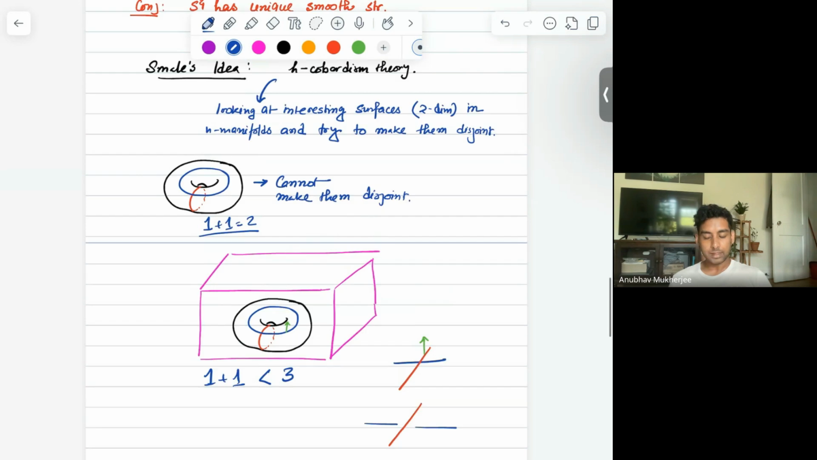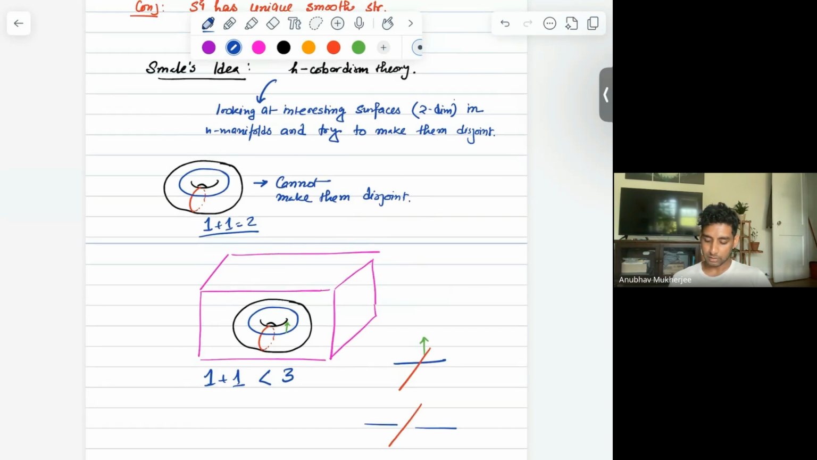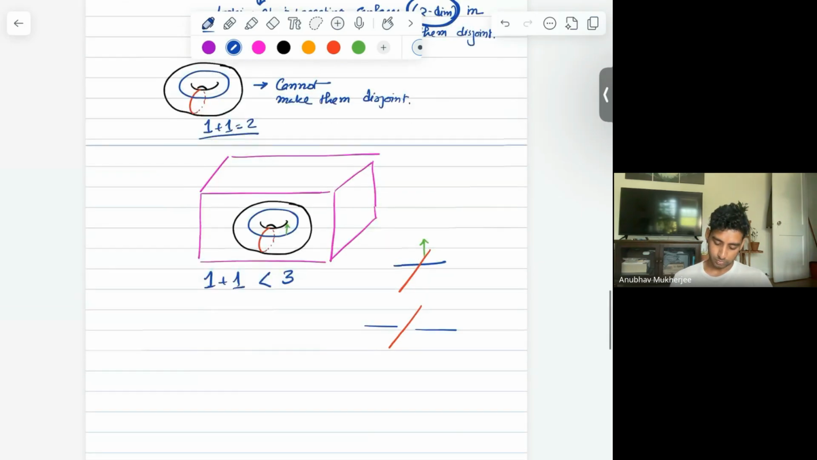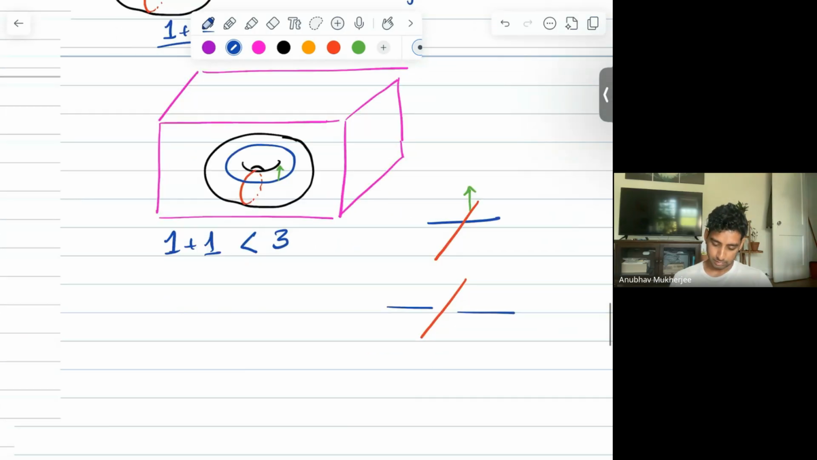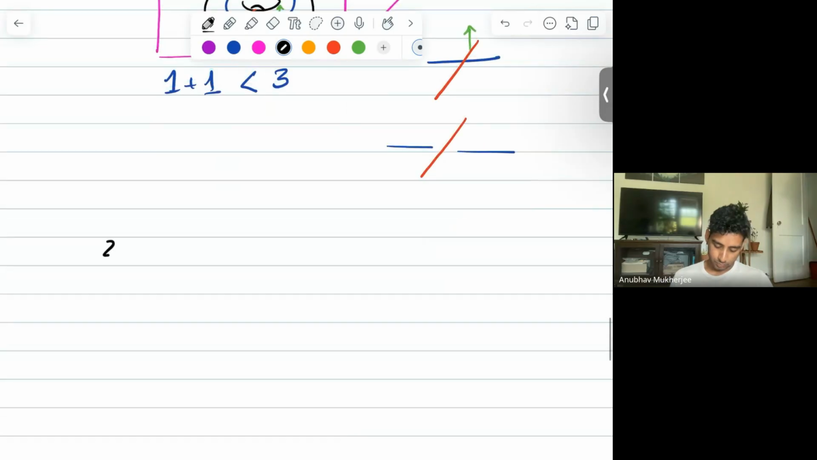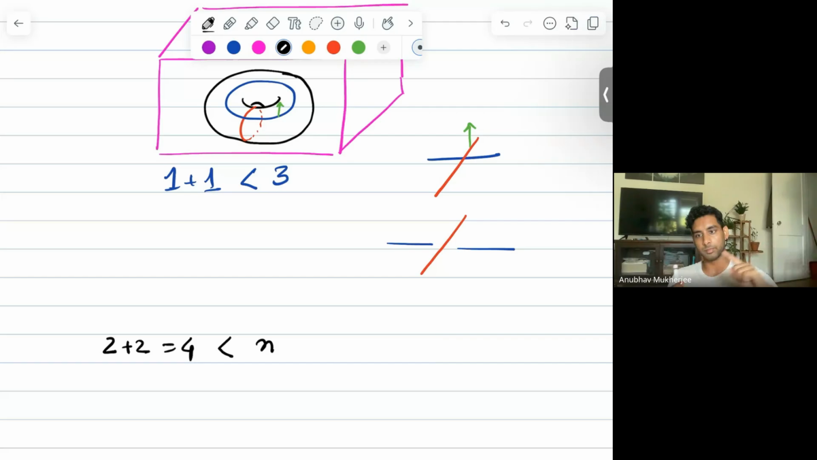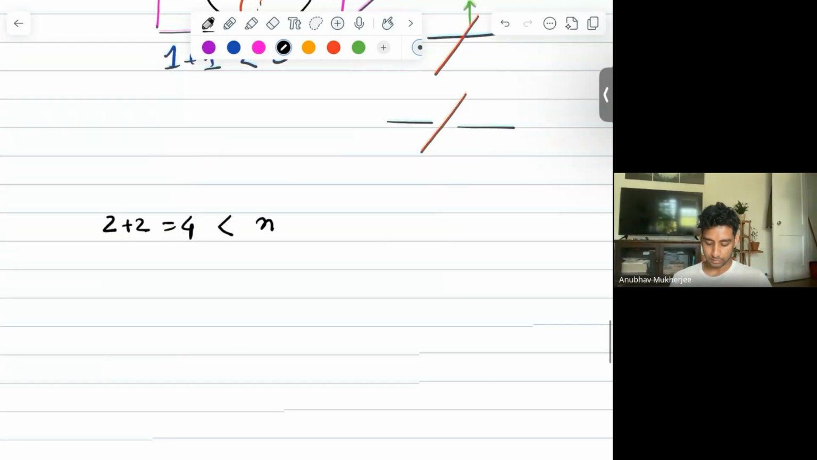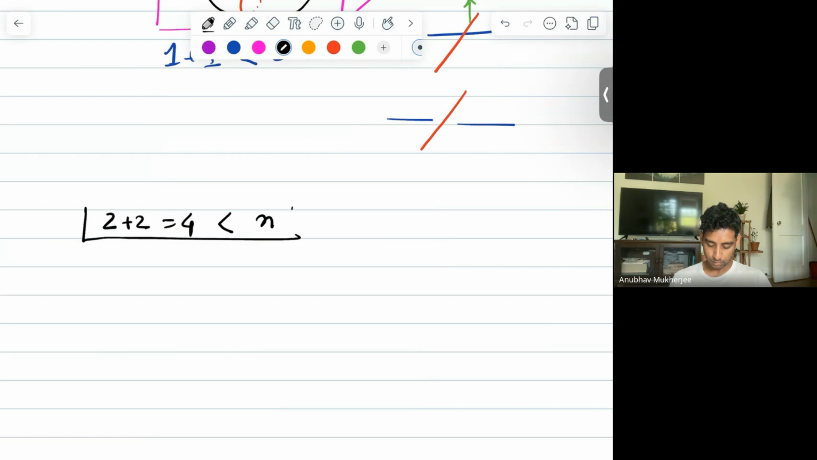Okay, and as I said, in Smale's theory, he was looking at two-dimensional objects. So what is 2 plus 2? We all probably know this answer: 2 plus 2 is 4. So as long as your total dimension is bigger than 4, then you can apply this same idea that I'm trying to explain here, that you make things disjoint. And with that, Smale's theory works.